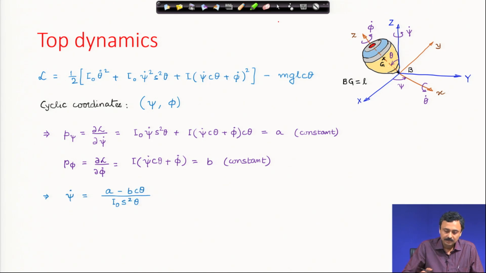Now, using these two expressions, this term you will find here is nothing but B, and from there, taking B cosine theta, this whole thing on the right hand side, I can define psi dot, the precessional rate, in terms of A, B, I naught and theta. Thus, we find that the precessional rate is a function of theta, other things are constants.